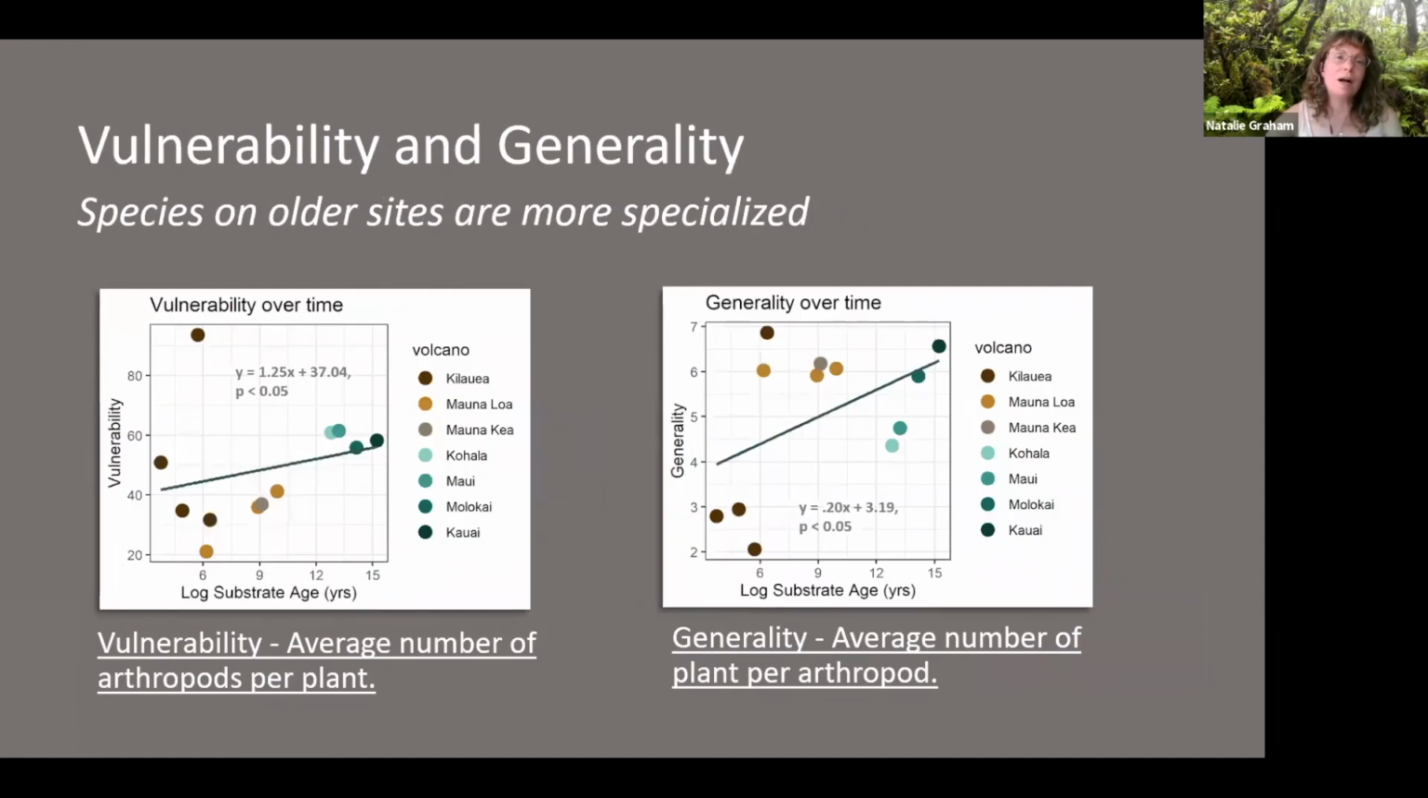We also have generality and vulnerability. The take-home message here is that species on older sites are more specialized. Vulnerability increases over time. Vulnerability is defined as the average number of arthropods per plant. And generality also increases over time. This is the average number of plants per arthropod.